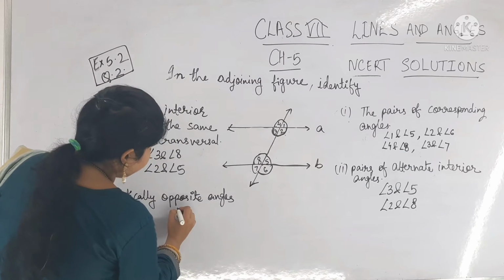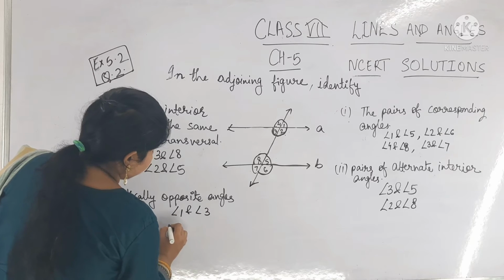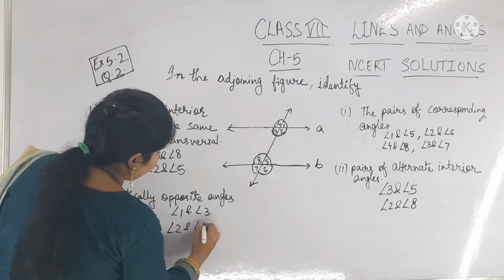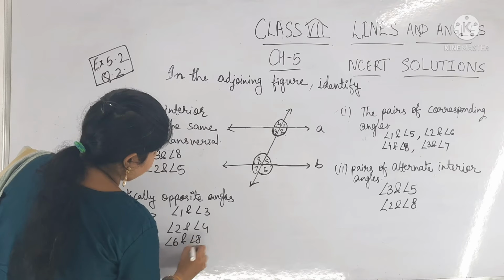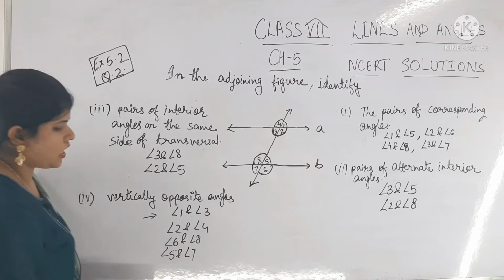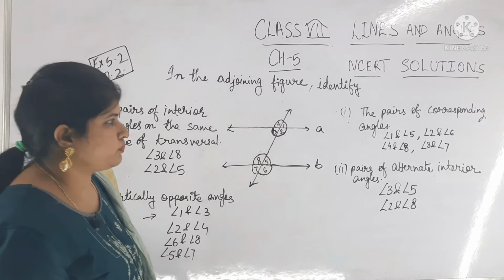So we have to write 4 pairs, 1 and 3, then 2 and 4, then 6 and 8, angle 5 and angle 7. So these are the vertically opposite angles. That is the solution for question 2.